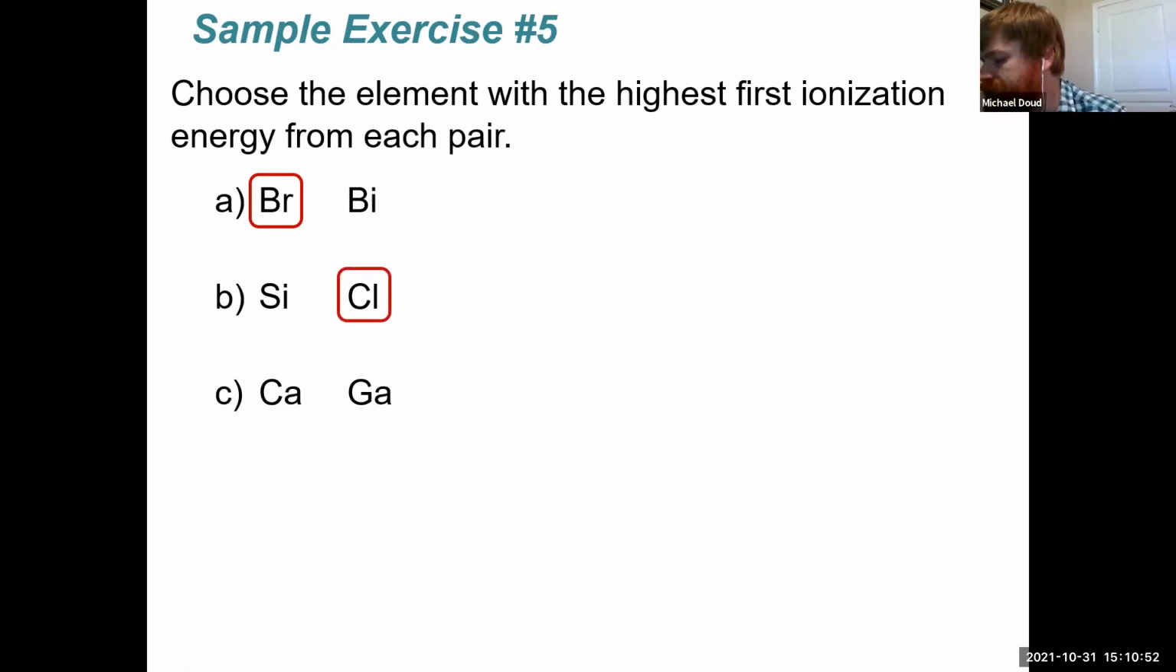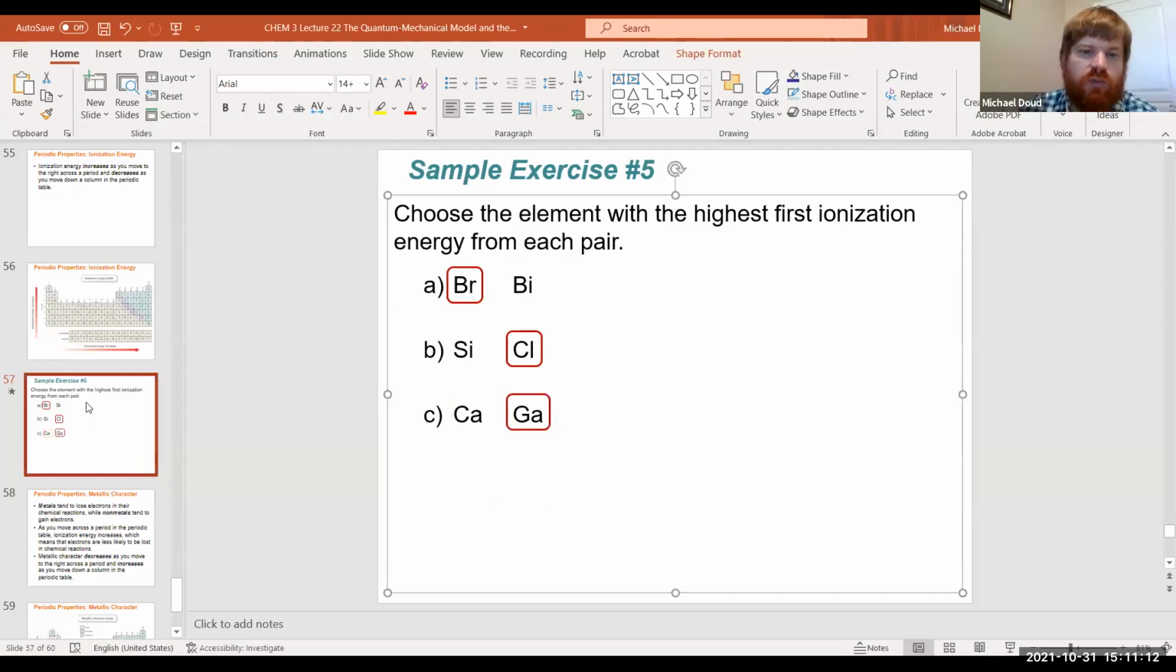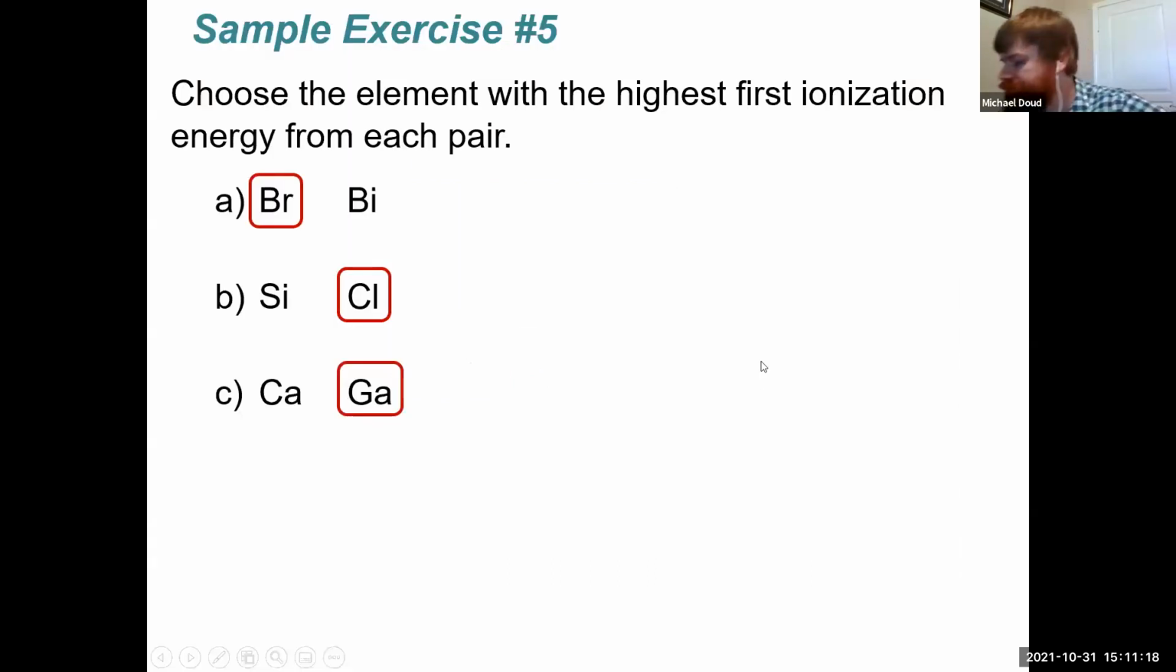Calcium versus gallium, those are both in the same period. So calcium is to the left of gallium, so that one should be easier to ionize. So actually, whoops, this should be the higher first ionization energy. Oops, I have that exactly wrong. It should be, let's just move this over, should be gallium for this one here, the higher ionization energy. There we go, cool. Okay, so that's gallium.